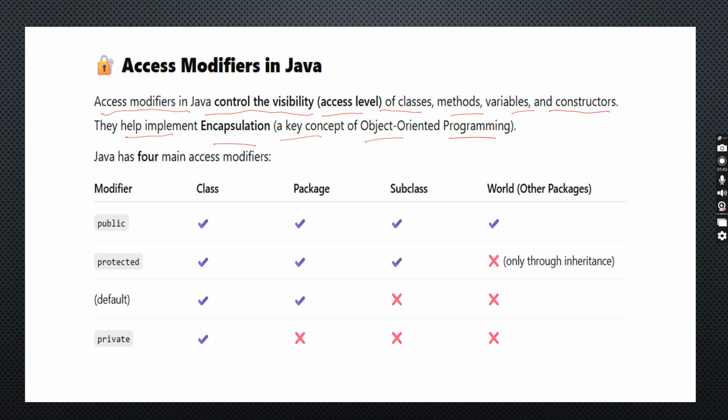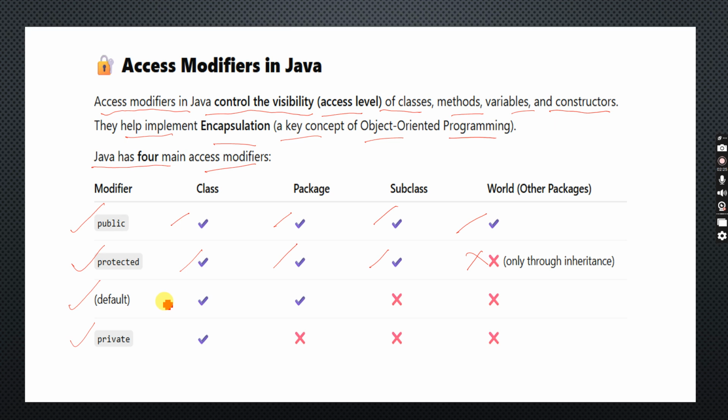So let's see the four types of modifiers. Java has four main access modifiers. First is public, second is protected, third is default, and fourth is private. Let's see where each is accessible. Public is accessible in a class, in a package, in a subclass, and in other packages. Protected is accessible in a class, in a package and in subclasses, but in other packages we cannot access protected.